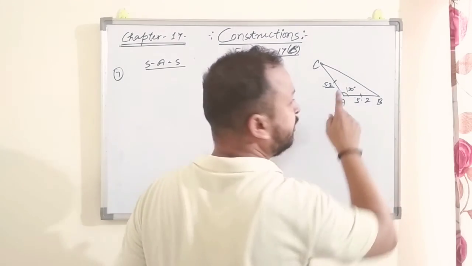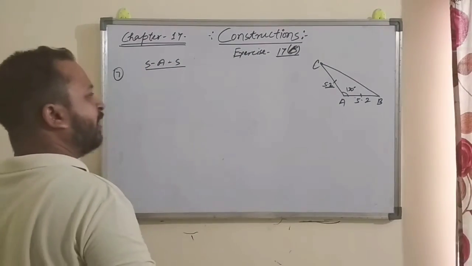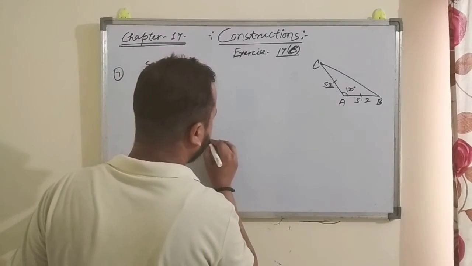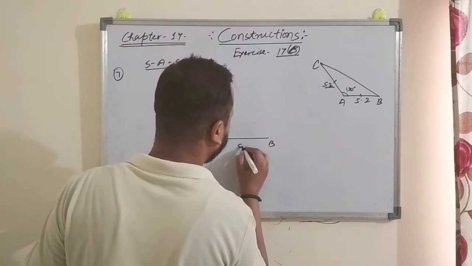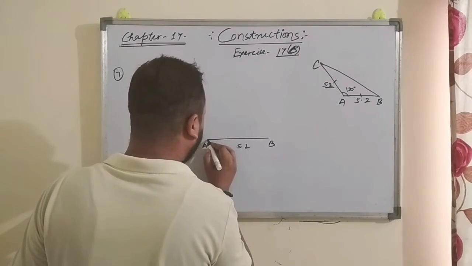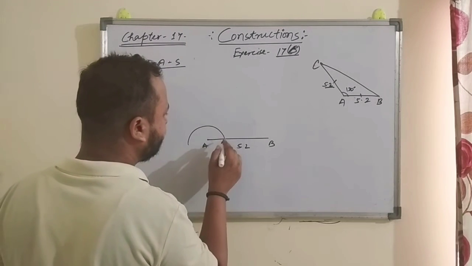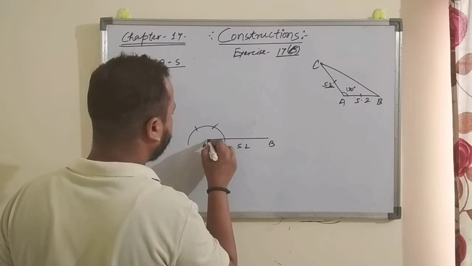In the same way you followed in question number 1, you have to do it here. First, draw a line which is 5.2 centimeter. So AB is 5.2. Draw a 120 degree angle: take any radius, draw an arc, a semicircle, here and here. This is 120 degree.